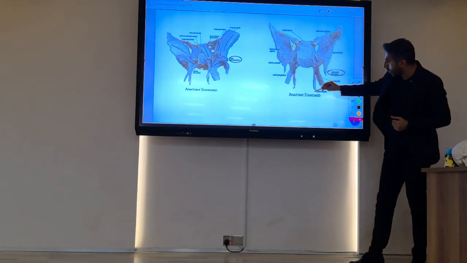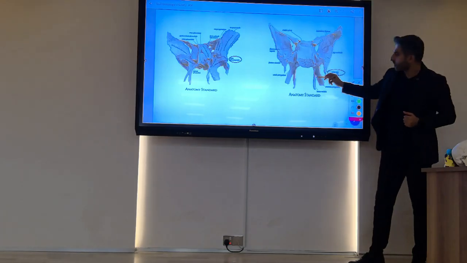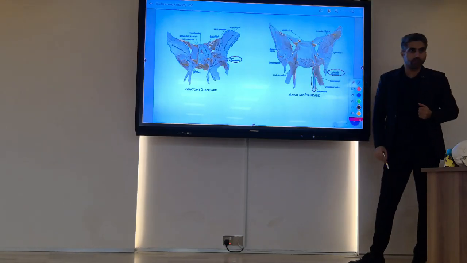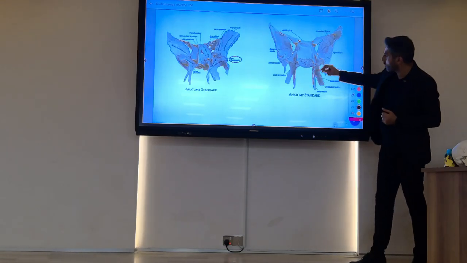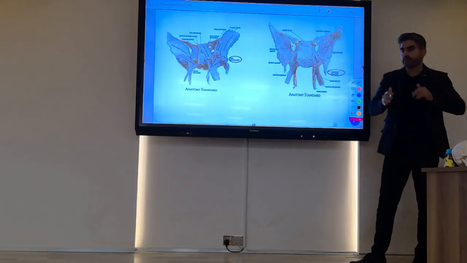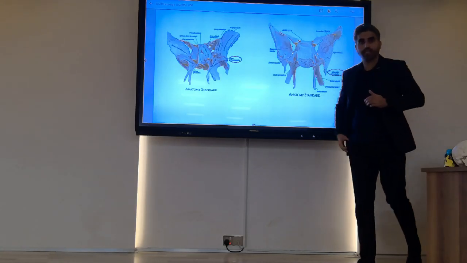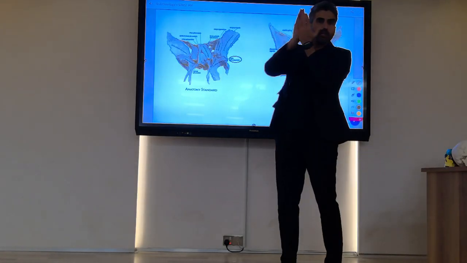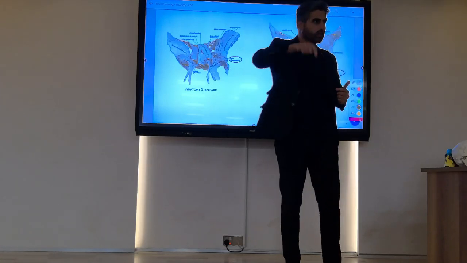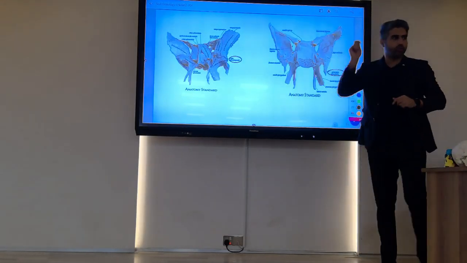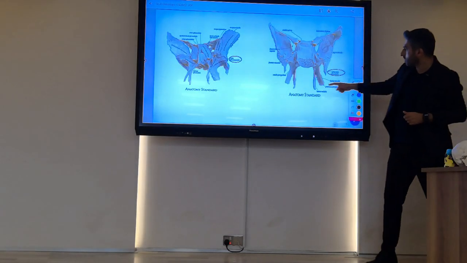Medial plate is longer on each side, and this is the lateral wall of the nasal cavity. The medial plate has the hamulus. It has something like a hook. It's here.